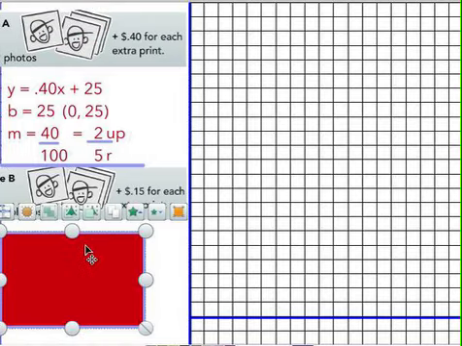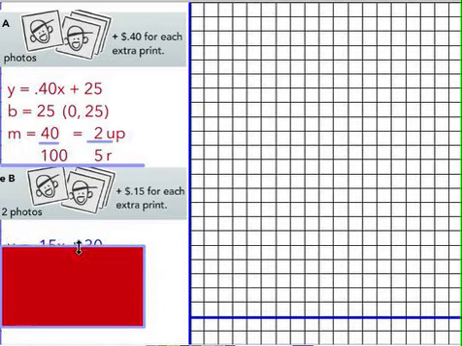Package B starts at $30. So that is our initial value. So that's going to be our y-intercept. It's 15 cents per photo. So it's 0.15 times x.